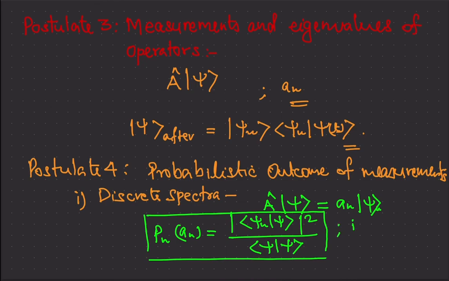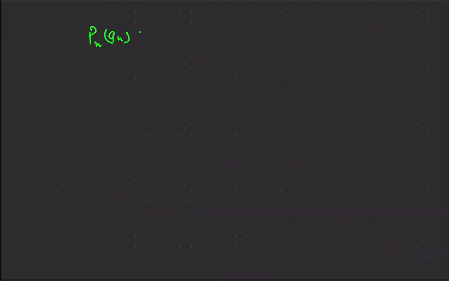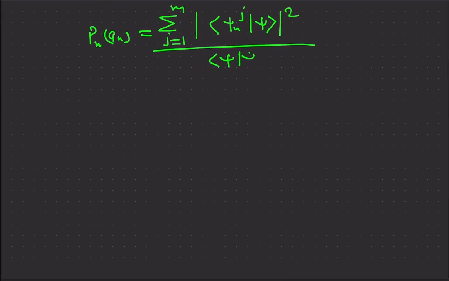If the eigenvalue an is m-fold degenerate, then Pn, the probability of obtaining one of the m degenerate eigenvalues, can be given by Pn(an) is equal to the summation j equal to 1 to m of modulus bra psi n j ket psi squared, divided by bracket psi psi.